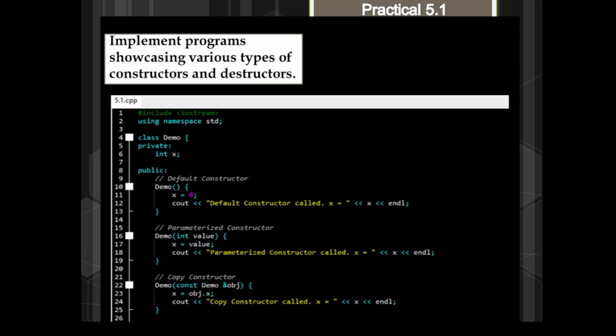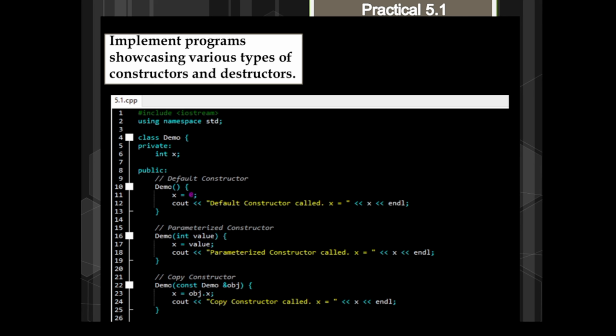Then public: Demo() { x = 0; cout << "Default constructor called, x = " << x << endl; }. So here, what does it do? It is called automatically when an object is created without arguments, which initializes x to 0 and displays a message to show it is executed.